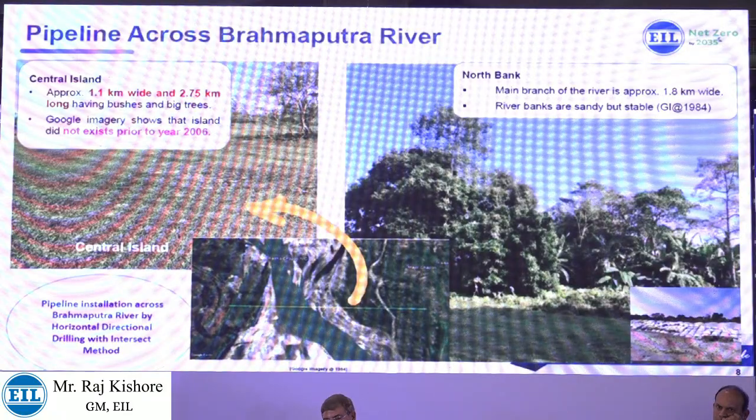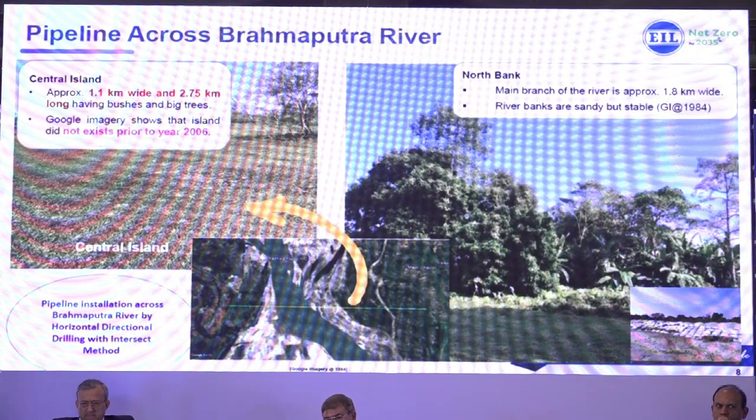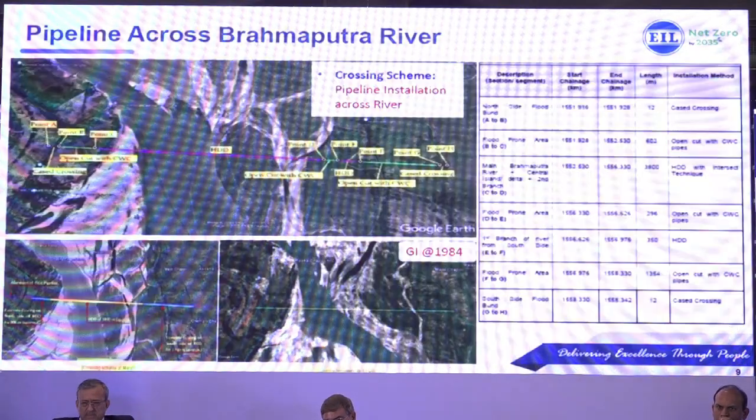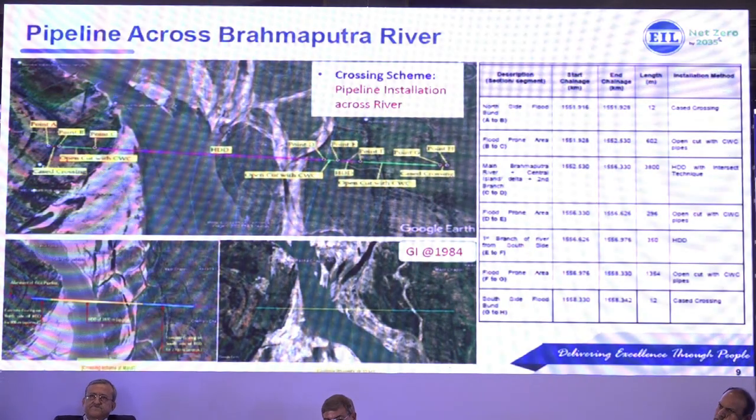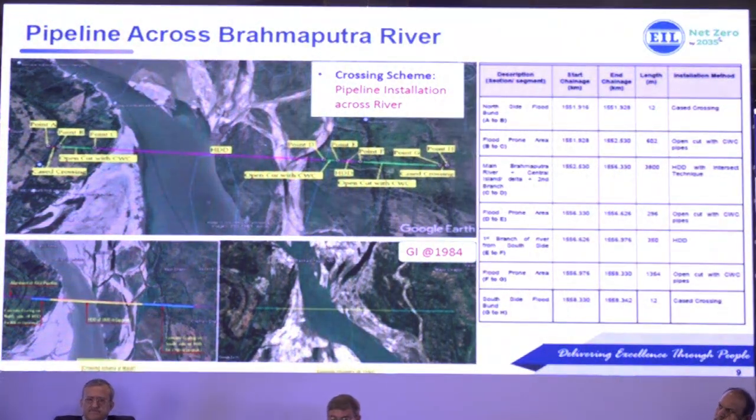These are the main islands, and this is the location where we crossed the pipeline. We did the 4-kilometer section by HDD with the intersect method, and the rest by open cut with concrete coating. Wherever branches are there, that portion is also done by HDD.